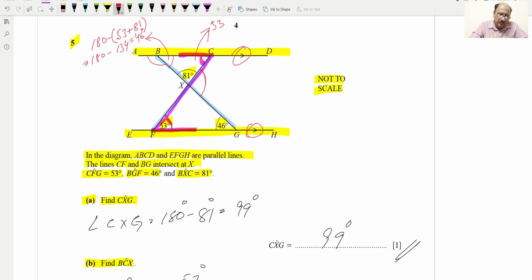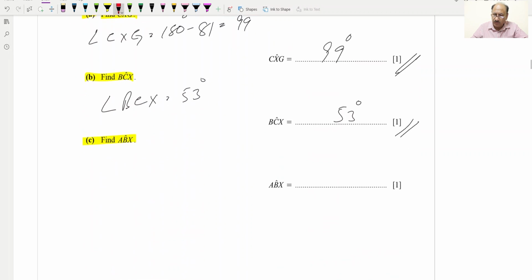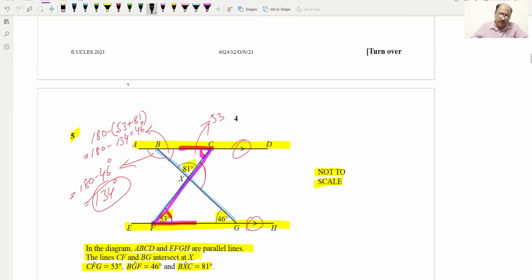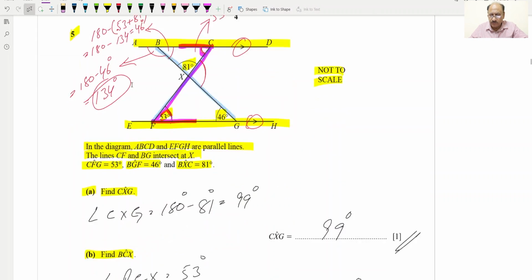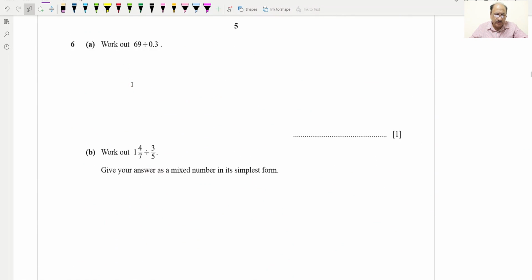Now we can write 180 minus 46, which is 134 degrees. We can write the answer over here, 134 degrees. No more working is required, as I have given the explanation with the drawing over here. Hopefully you understood this. Now we can move to question number 6.